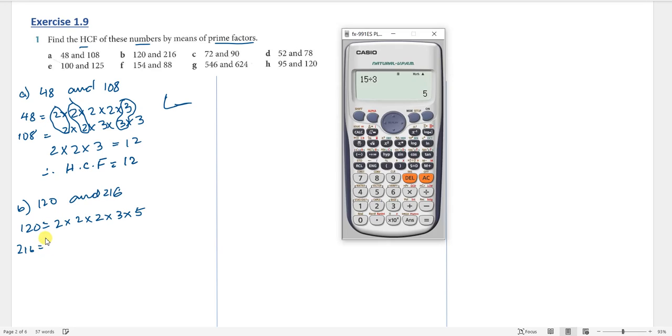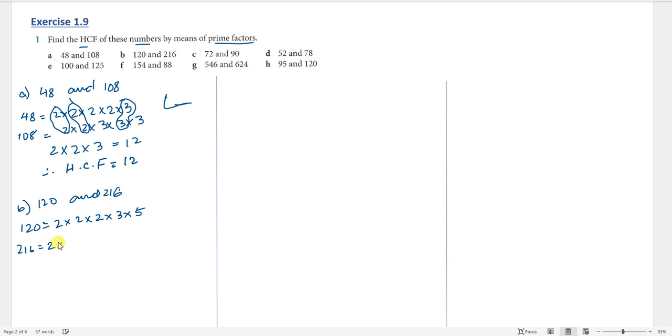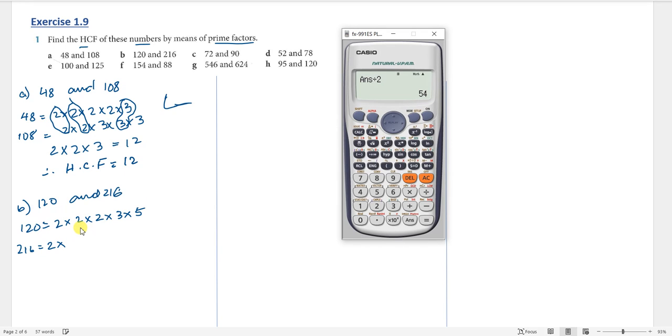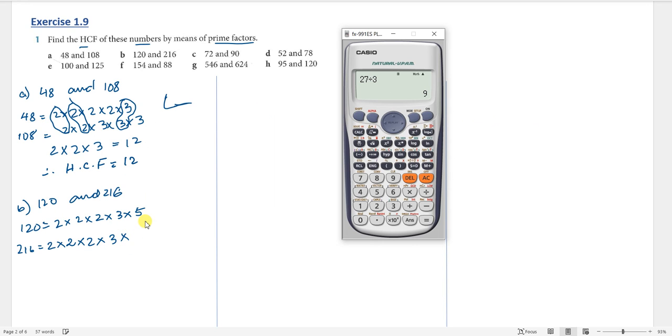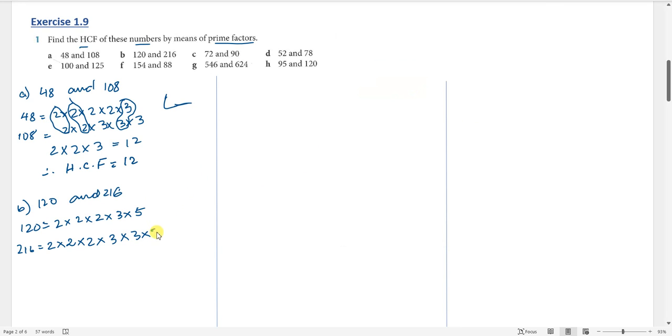Now 216. 216 divided by 2, again divide by 2, so you see 54. 54 can be divided by 2 again. Now we have 27. 27 is divisible by 3, so we have 3. Now we have 9. 9 is divisible by 3, so we have 3 and the final answer is 3. 3 is a prime number, so we end there.